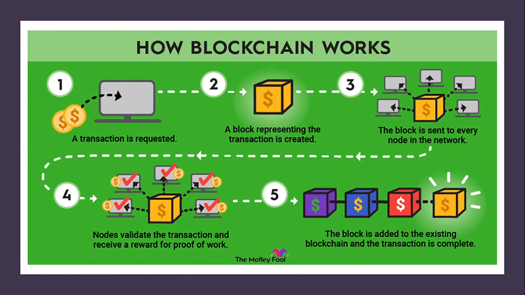So let's now see how it works. The first step is someone requests a transaction. The next step is a block representing the transaction is created. The third step is the block is sent to every node in the network. It is a kind of peer-to-peer network. The fourth step is all the nodes validate the transaction and receive a reward for proof of work. And at last, if everything works fine, then the block is added to the existing blockchain and the transaction is marked as complete.